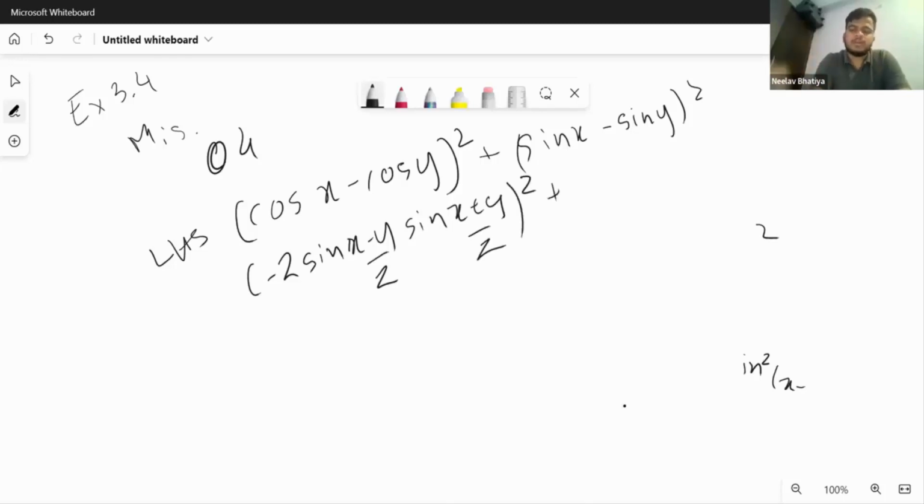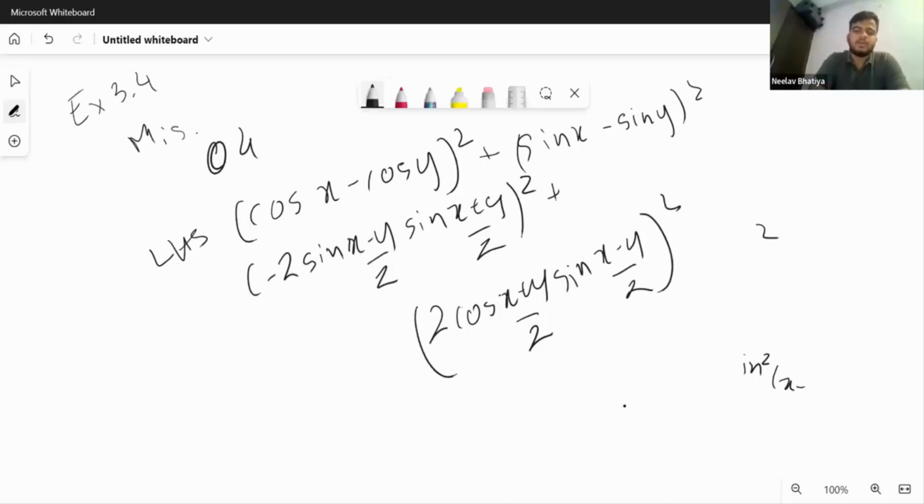Plus, similarly applying that same formula to sine, we get sine c minus sine d is equal to 2 cos (x plus y) by 2 sine (x minus y) by 2, whole square. Correct? That is as simple as it gets.